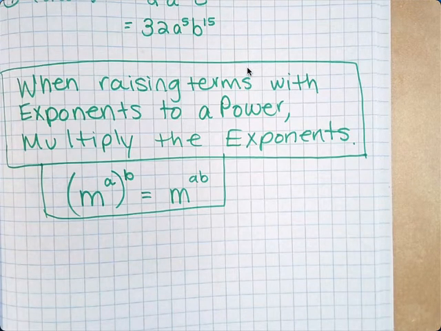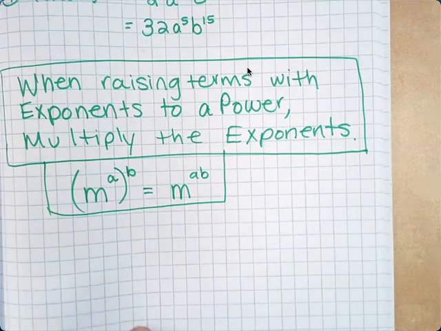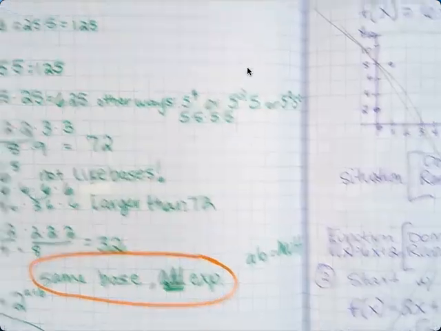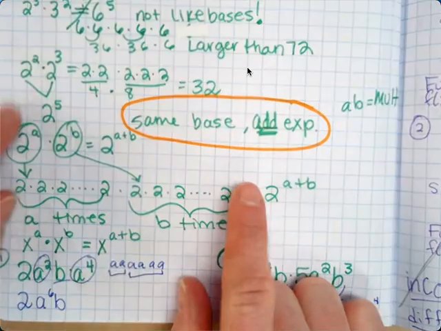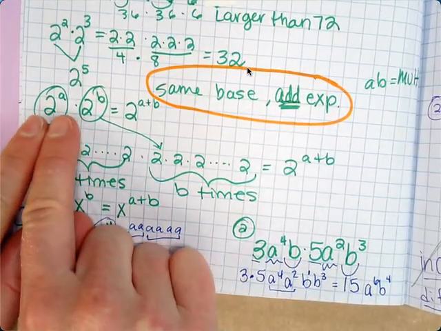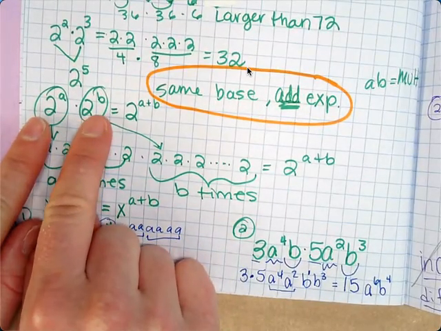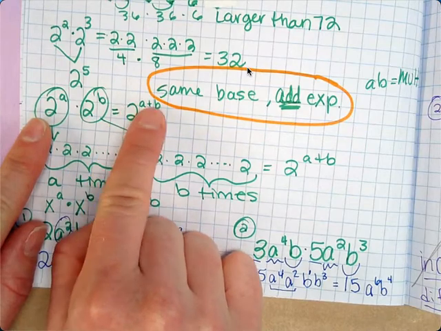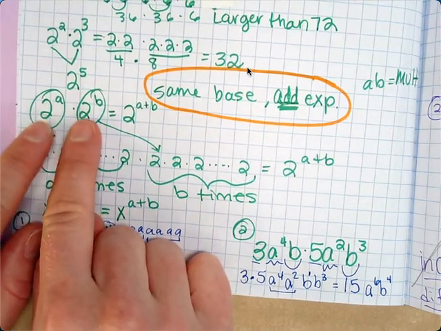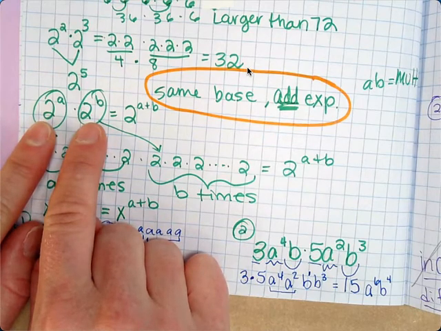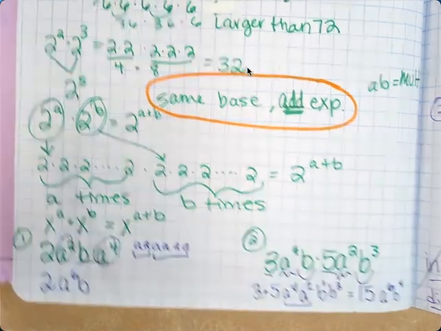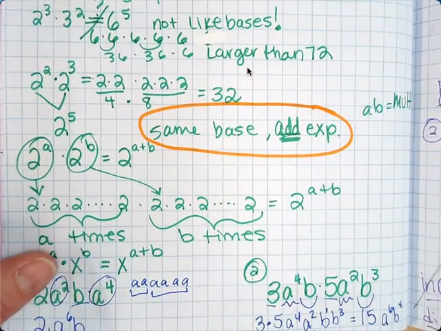But this is different. Don't get this one confused with the one where we're multiplying like bases. So this is different from this rule. See how it's 2 to the a times 2 to the b, and we do a plus b. The reason is because you have a base on each one. The other one, you have the parentheses. So try not to get those two confused.